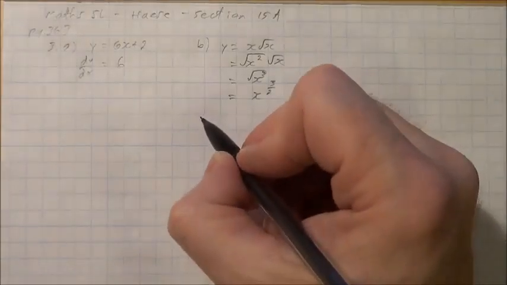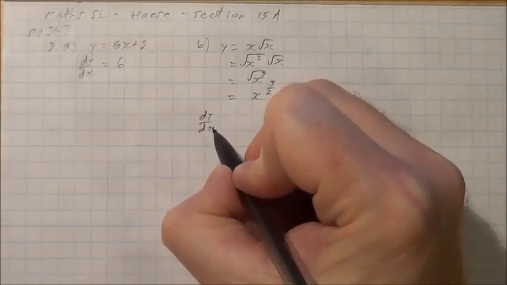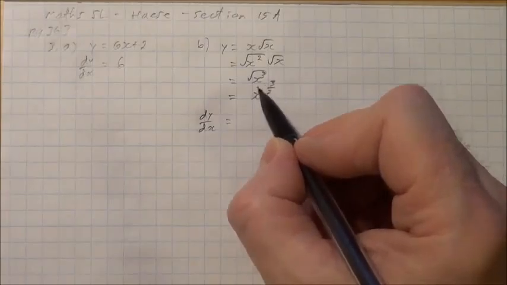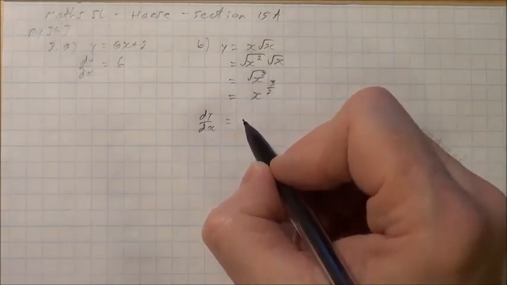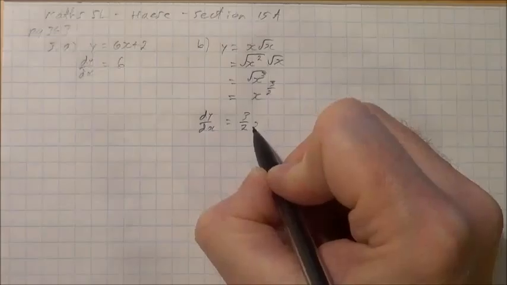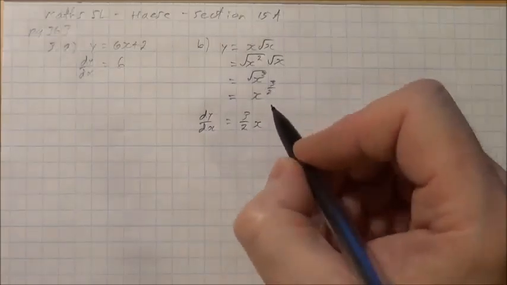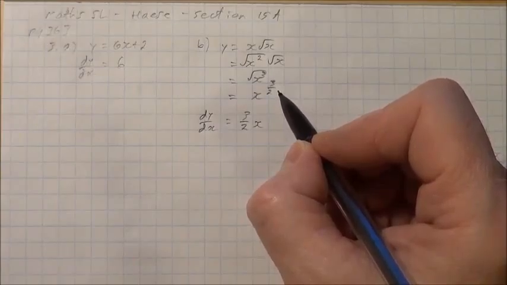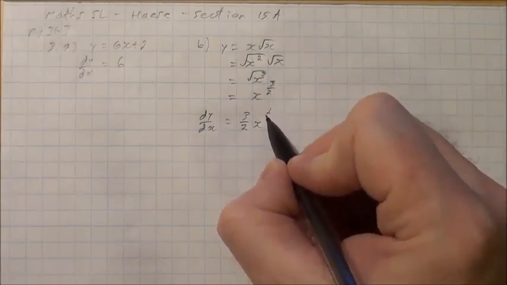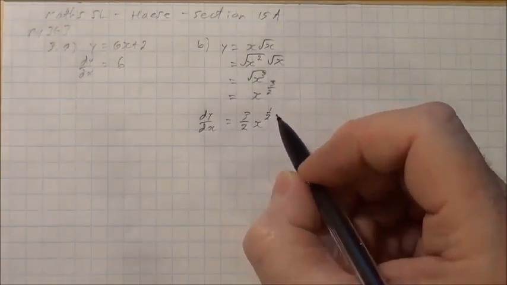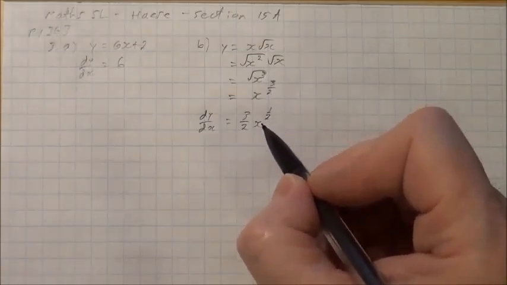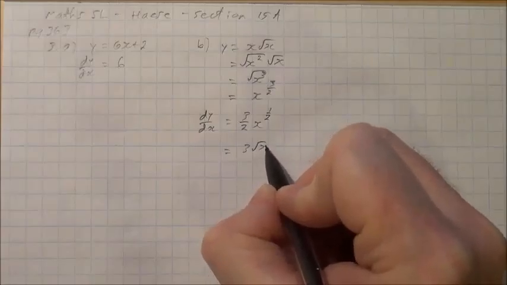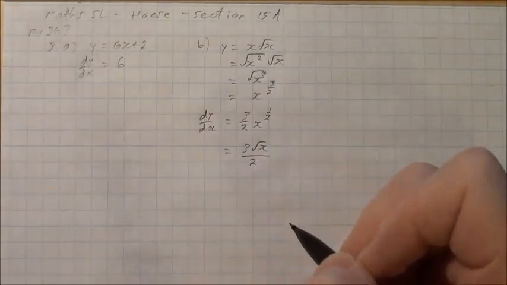Now that we've rewritten that, we can find the derivative of y with respect to x by bringing the exponent down in front, and multiplying by the coefficient of 1 to get 3 halves, and then subtract 1 from the 3 halves, and 3 halves minus 1 is the same as 3 halves minus 2 halves, which gives us 1 half. And then we can return this to root form to get 3 root x all over 2.